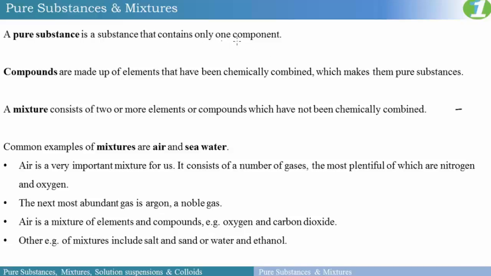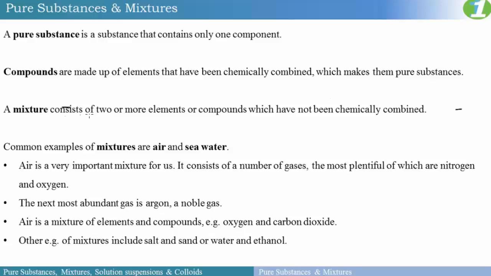It has a fixed composition and has unique properties. Remember, it contains only one type of element or compound. That is, it is homogeneous, continuous throughout. Remember, compounds are made up of elements that have been chemically combined, in the case where you saw calcium oxide, which makes them pure substances.